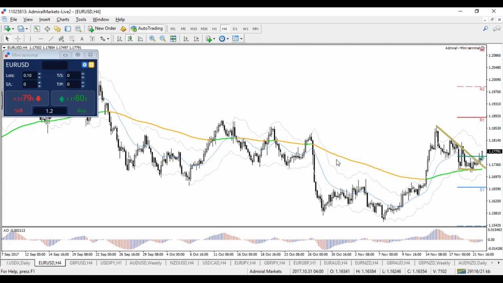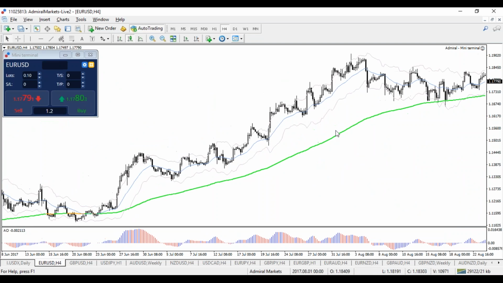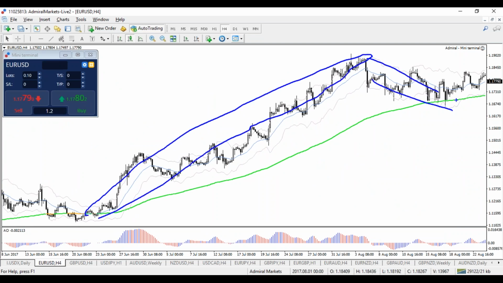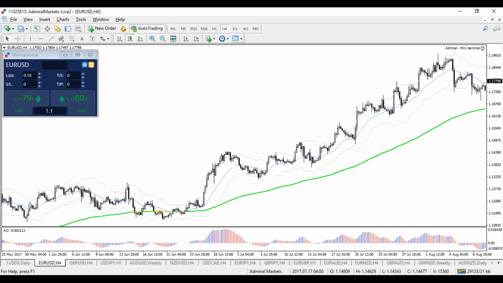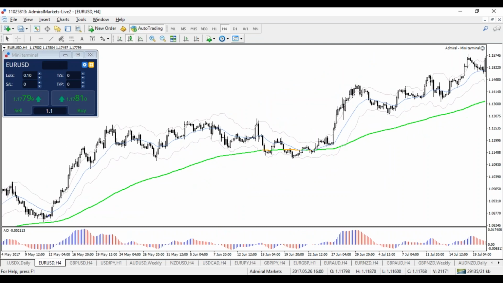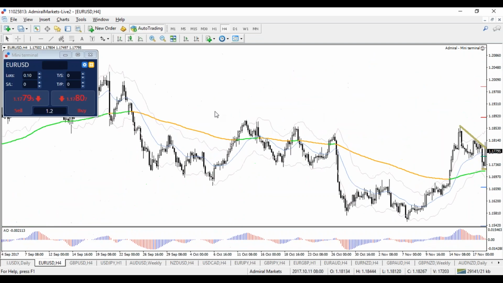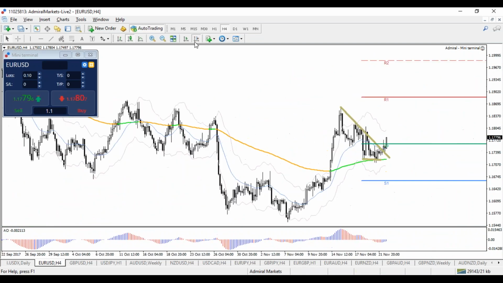So high probability setups, what are those? Well, in my view, one of the high probability setups is when you have a huge upside and then price gets back to that long-term moving average. That's a very high probability setup in my view. Here, uptrend, gets back to the 144 EMA. So definitely that helps. Now this is not a high probability setup in my view.